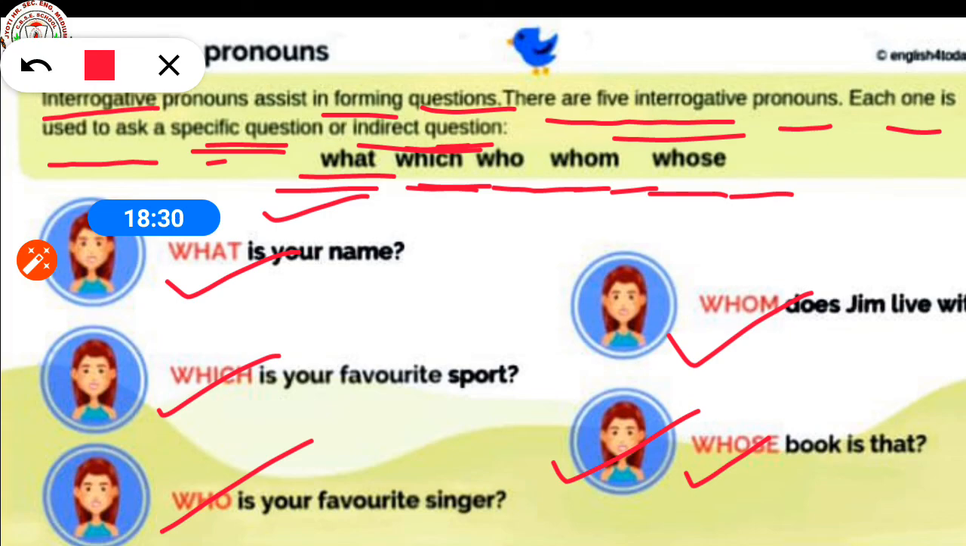So I hope you all understand all types of pronouns, and I hope you all understand this particular lesson on pronouns.